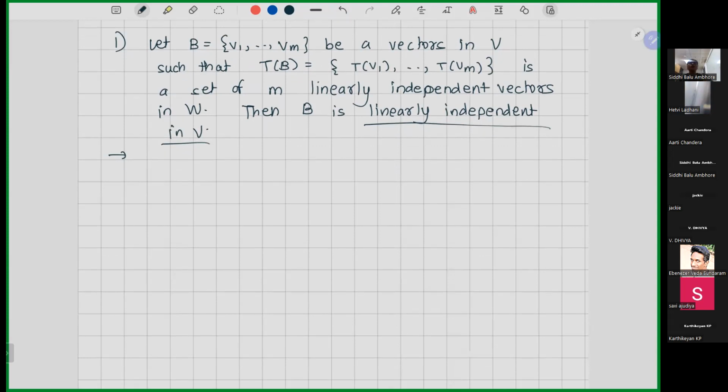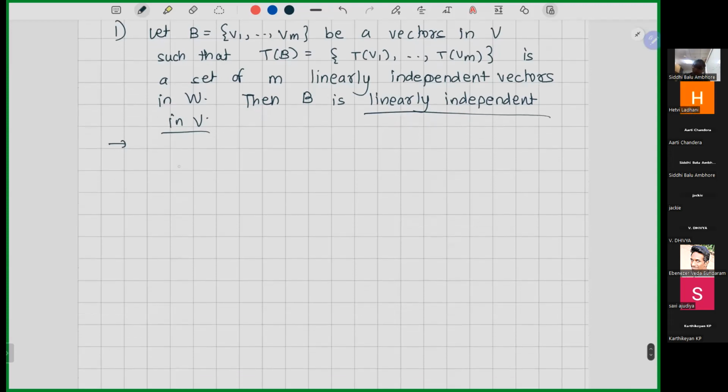Okay. So Veda is saying that if B is linearly independent, then TB is linearly independent. No, but we are asked the other way around: if TB is linearly independent, can we say that B is linearly independent or not? That is the question asked here. So we will check whether B is linearly independent or not. Let us start with it.